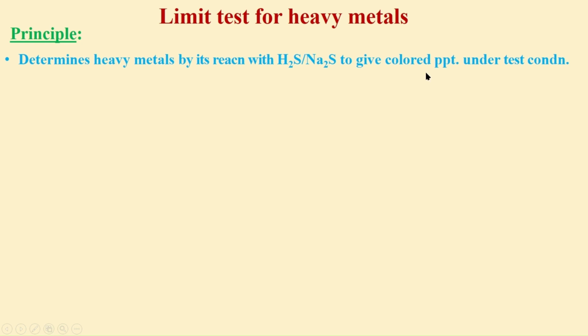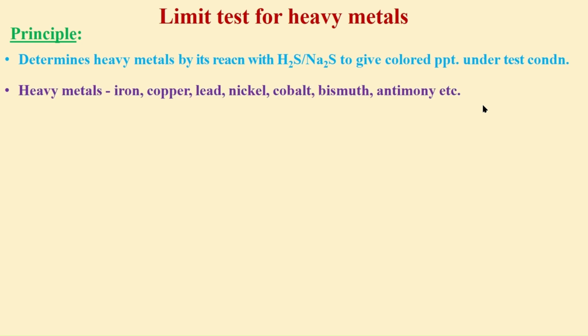The colored precipitate which is formed, we compare with the standard solution. And if it is lesser than that of the standard, it passes the limit test. It indicates it is within the limits. Various heavy metals react with hydrogen sulfide and sodium sulfide. The heavy metals include iron, copper, lead, nickel, cobalt, bismuth, antimony, etc.